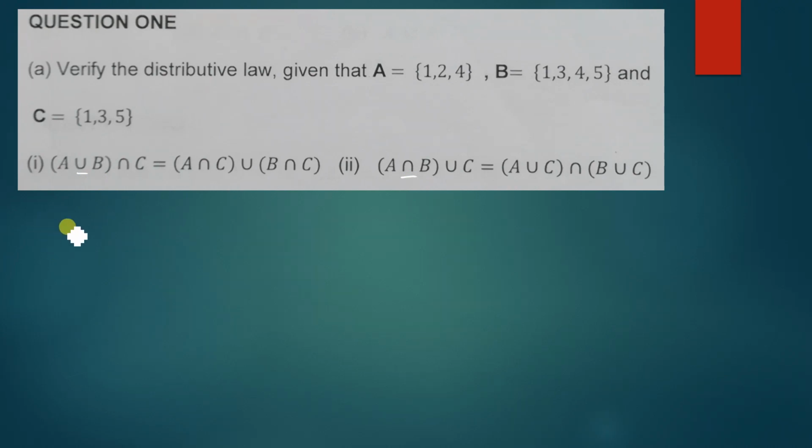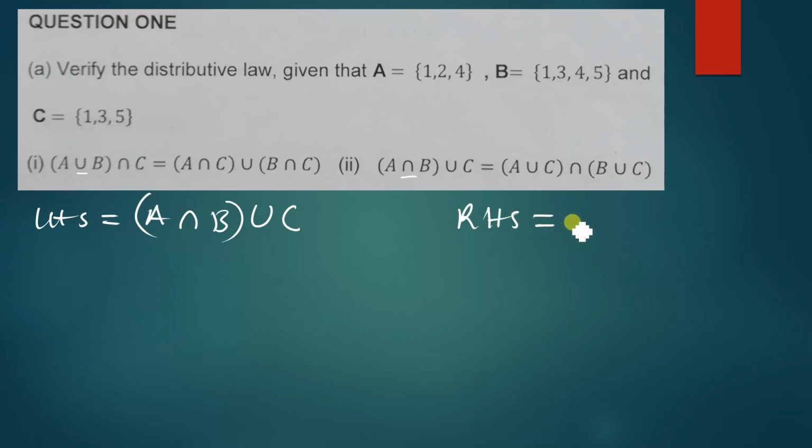So this one, we are going to take the left hand side as well. So the left hand side is A intersection B union C. And then the right hand side is equal to A union C intersection B union C. So this is what we have.